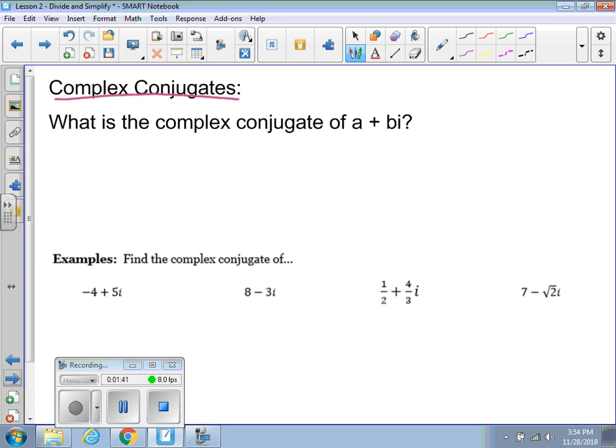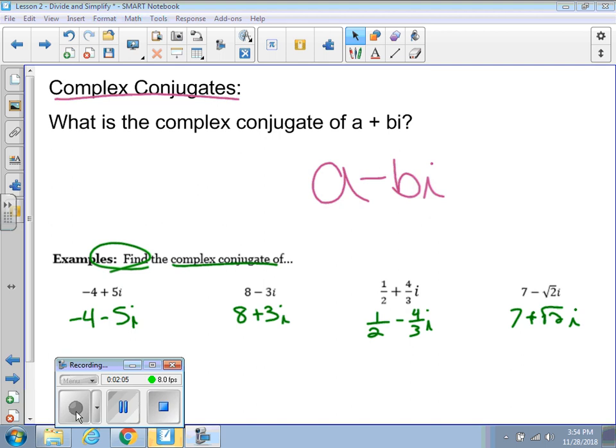What is the complex conjugate? Of a plus bi, well, it's very similar to a regular conjugate. It's going to be a minus bi. Okay? So some examples on your note sheet. You need to find the complex conjugate. The complex conjugate of negative 4 plus 5i is negative 4 minus 5i. Go ahead, pause the video, see if you can figure out the next three. Hopefully you got the same exact answers as I did.